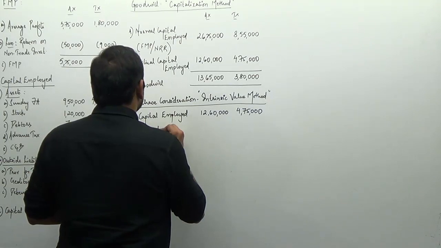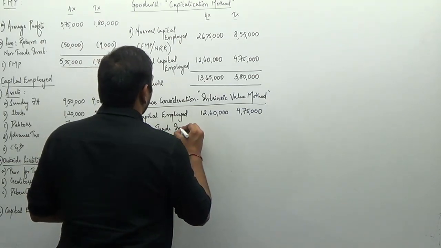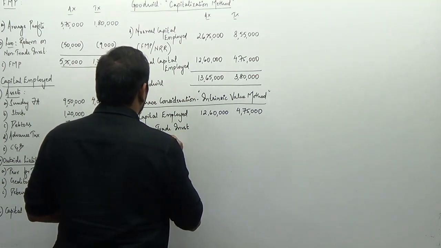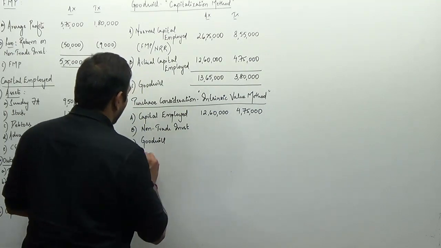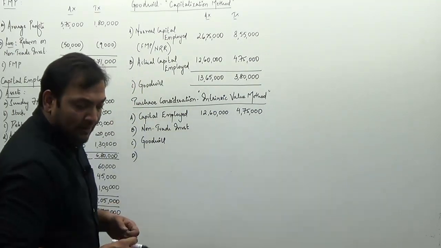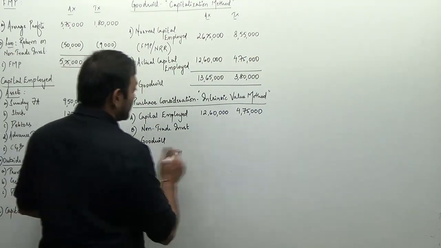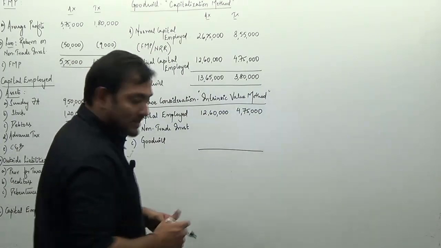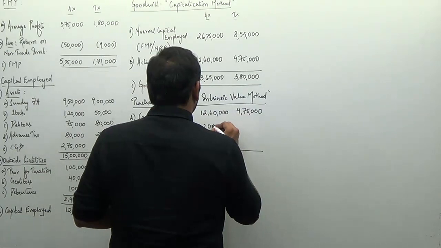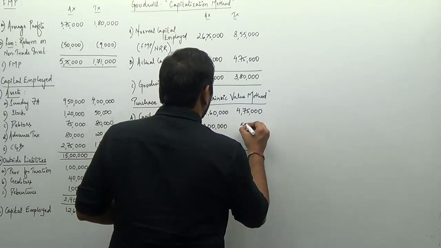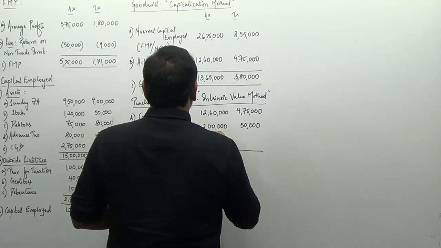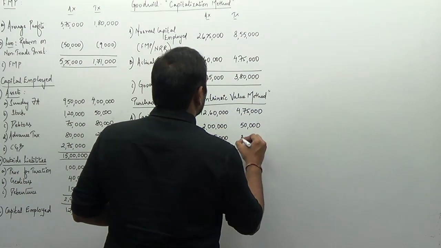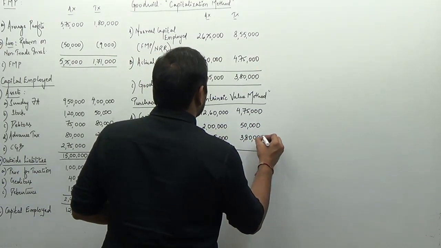First one, non-trade investments. Next one, goodwill. Then, is there any preferential capital given in the question? No. So, that's it. Non-trade investments values are 2,50,000. Goodwill, we just valued it as 13,65,000, 3,80,000.